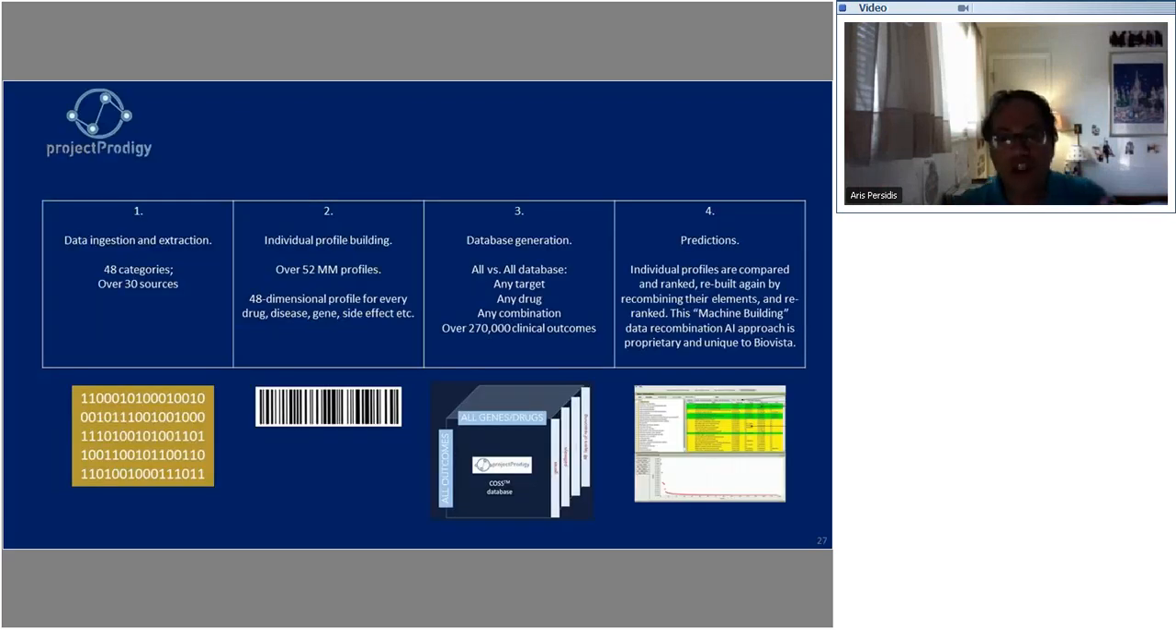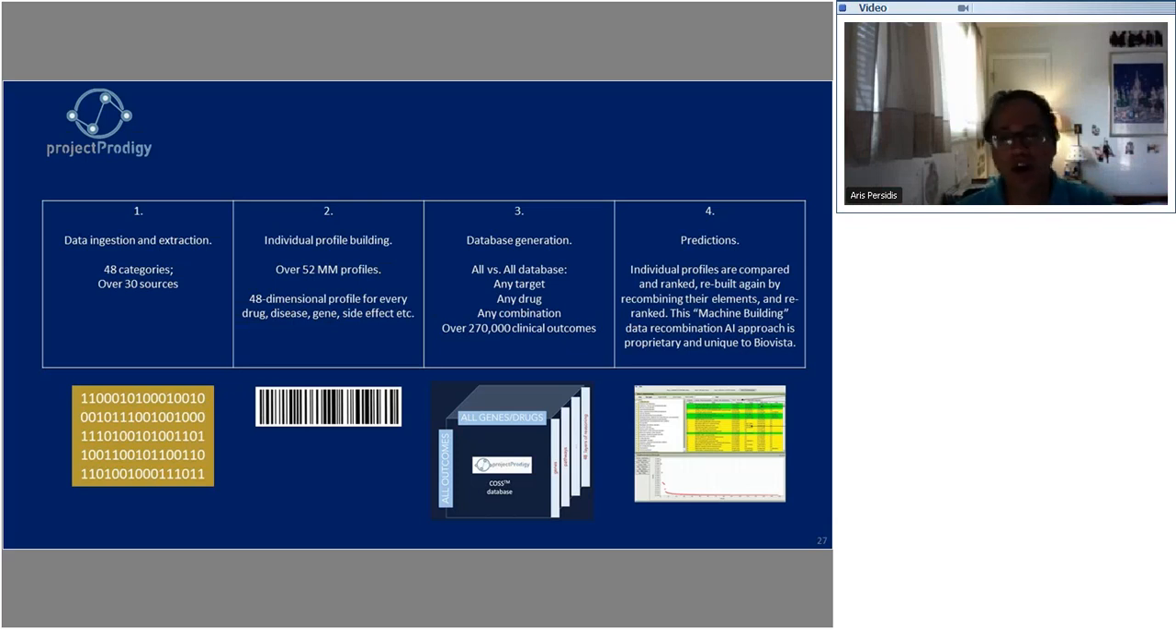The way it works is the way a lot of these systems work, so I'm not going to bore you with this, but we have 52 million individual bricks, to give you an example, and we recombine that in every which way they can be recombined. We have huge compute behind us, but that's neither here nor there.